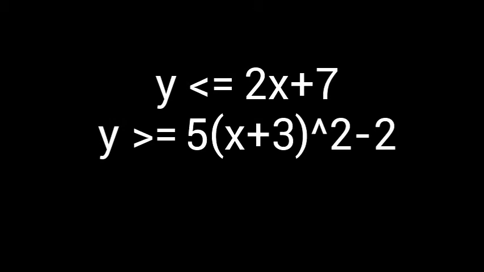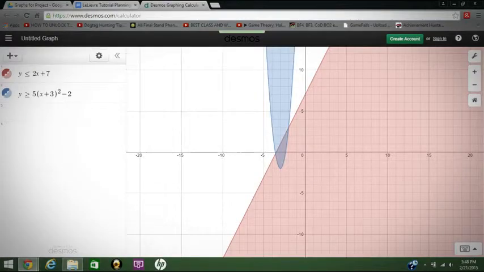Solve the system of equations y is less than or equal to 2x plus 7 and y is greater than or equal to 5(x plus 3) squared minus 2. You first must graph both equations on the same set of axes. The linear equation y is less than or equal to 2x plus 7 passes through the point (0, 7) and, because of a multiplier of 2, goes up 2 units for every one unit right. Because this is true for all numbers less than or equal to the line, it will be represented by a solid line and a shaded region below it.